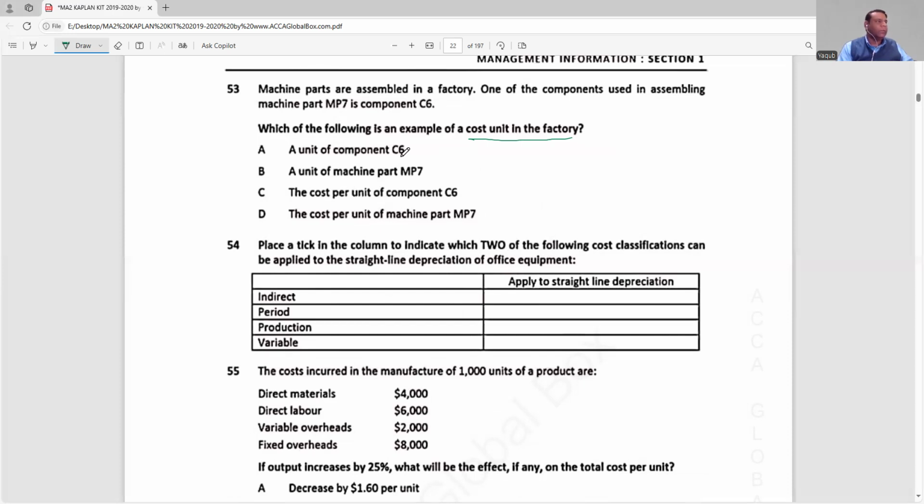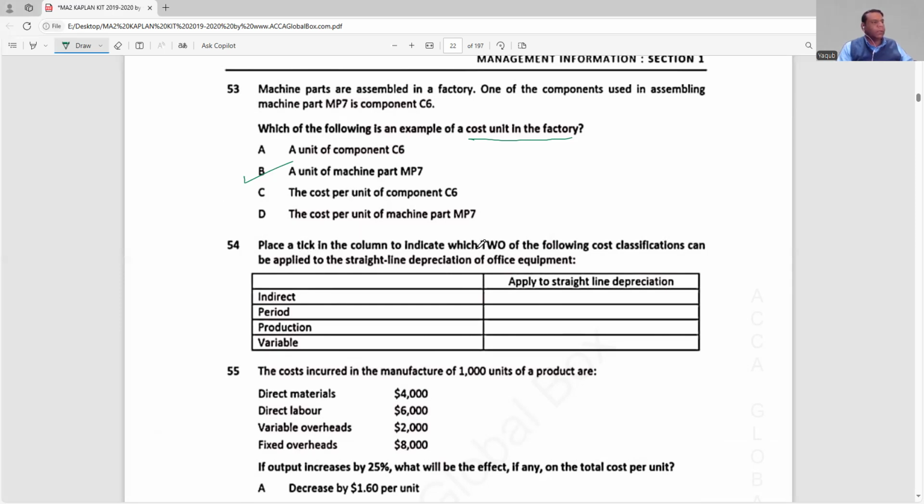A unit of component 6, a unit of machine part. This is basically the whole machine. So out of the whole machine, there is only one unit which is called unit of machine part MP7. So B is the right answer.